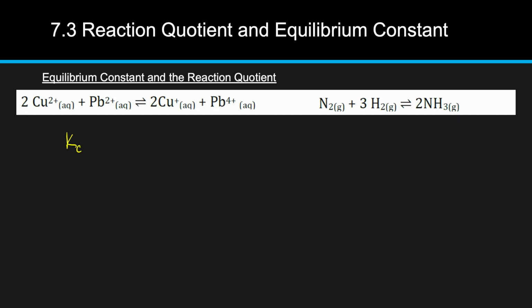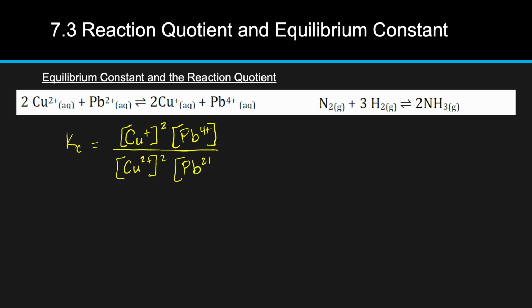So remember, when we are solving for Kc, it is products over reactants in brackets to represent molarity, and then raised to the coefficient. So first, our first product is Cu+, and it is raised to the second power. And then we have Pb4+, not raised because it has a coefficient of 1. Then we have Cu2+ squared, and then we have Pb2+.